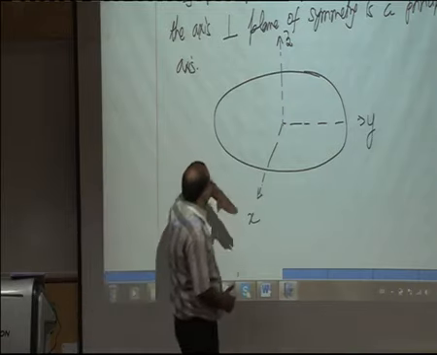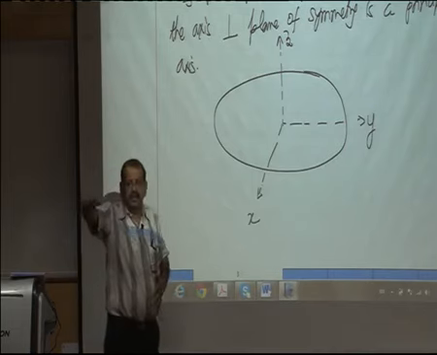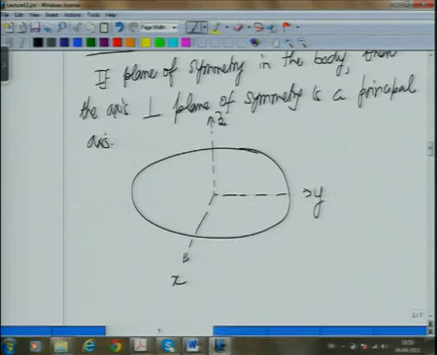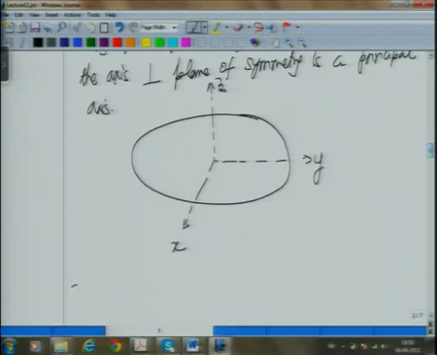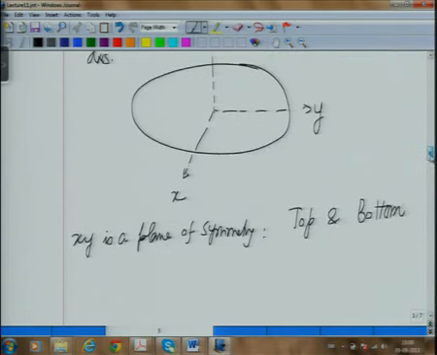Let us look at the xy plane. Which plane is it? The horizontal plane. So the xy plane is a plane of symmetry here. It divides the body into two parts, top and bottom. Now what does my conjecture say? My conjecture says if xy is a plane of symmetry, then the z axis, which is perpendicular to the xy plane, is a principal axis.